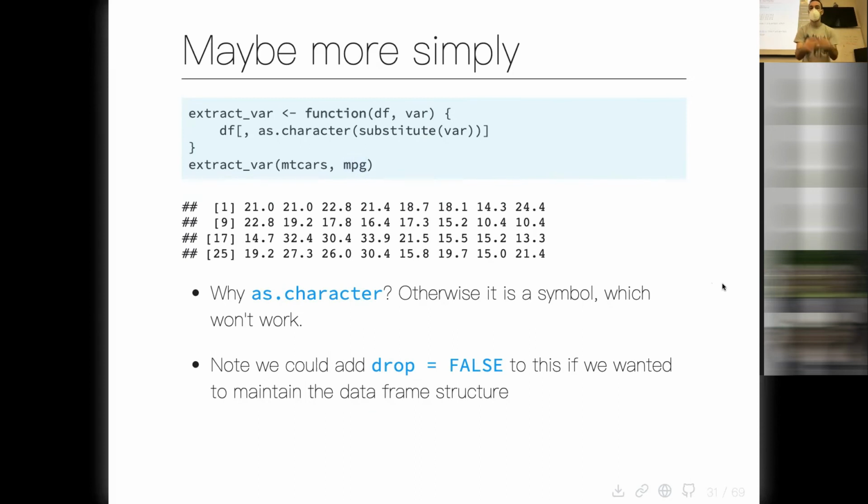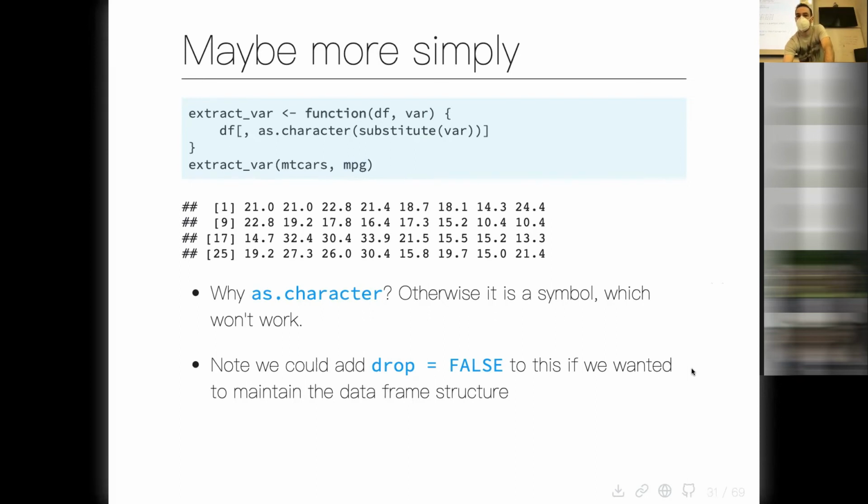If you did exactly this without substitute, it would work perfectly, except you would have to pass this as a string still. Otherwise, you would get an error because it would be looking for an object called mpg, which doesn't exist inside the function and doesn't exist inside your global environment. Or if it does, it's probably not what you're expecting it to be. Other questions?